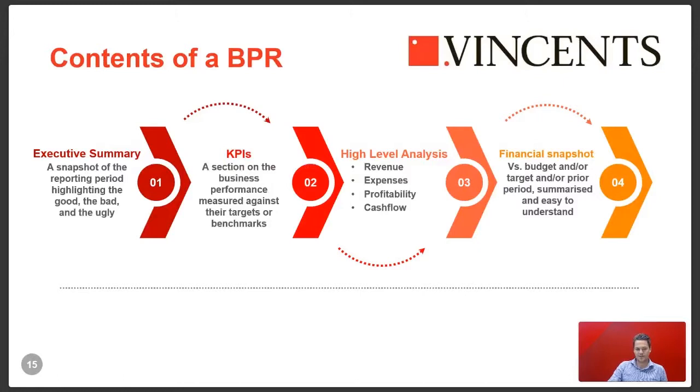As a minimum, they should include the following elements. So an executive summary. It's a snapshot of the reporting period, whether the month, quarter, or the year, whichever period you're reporting on, highlighting the good, the bad, and the ugly. That's where you'll see a lot of green ticks and red crosses, or thumbs up and thumbs down. A section on your KPIs, so it's just measuring the business performance against their targets and benchmarks.